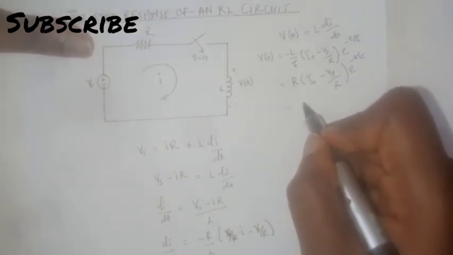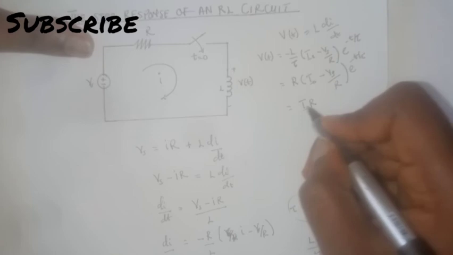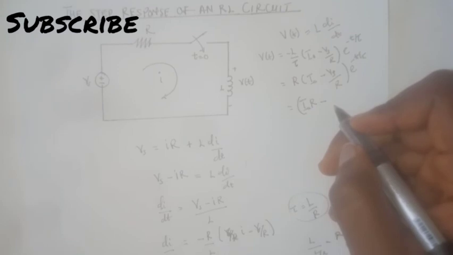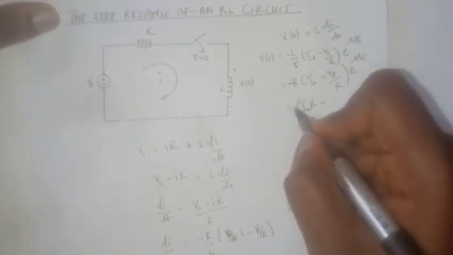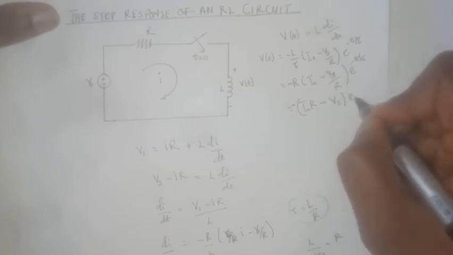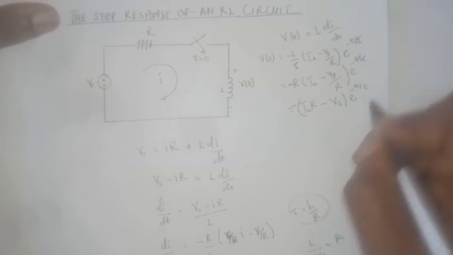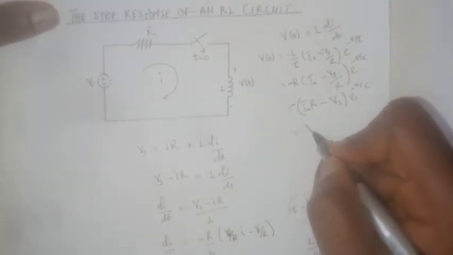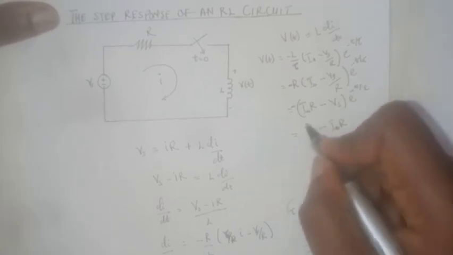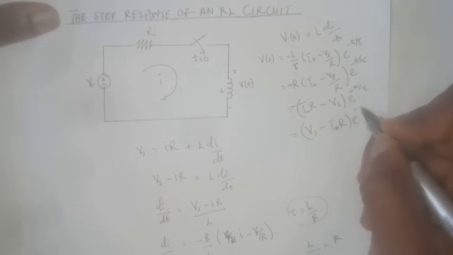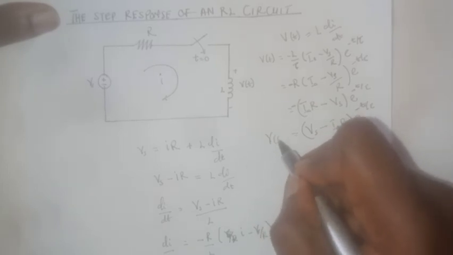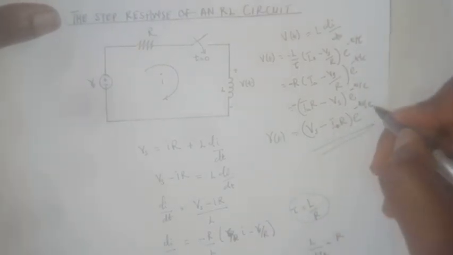Then that would give us I naught R minus Vs, and let's not forget this negative sign, there's another negative sign here, so minus Vs e raised to power minus t over tau. Then we can say that V of t equals (Vs minus I naught R) e raised to power minus t over tau. In essence, the voltage across the inductor at any point in time is this.